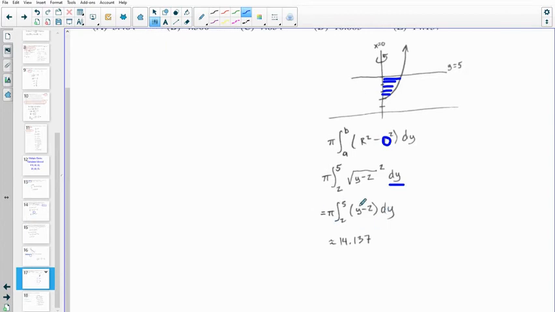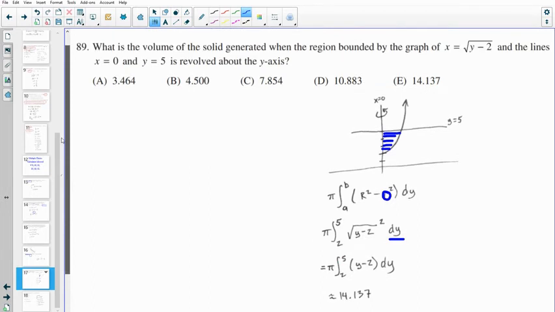It's actually not too bad on this one, but I plugged it into my calculator once I get to this point. But again, don't forget about that pi. Let's see. I think you get option B if you forget to do the pi. But the answer is E.